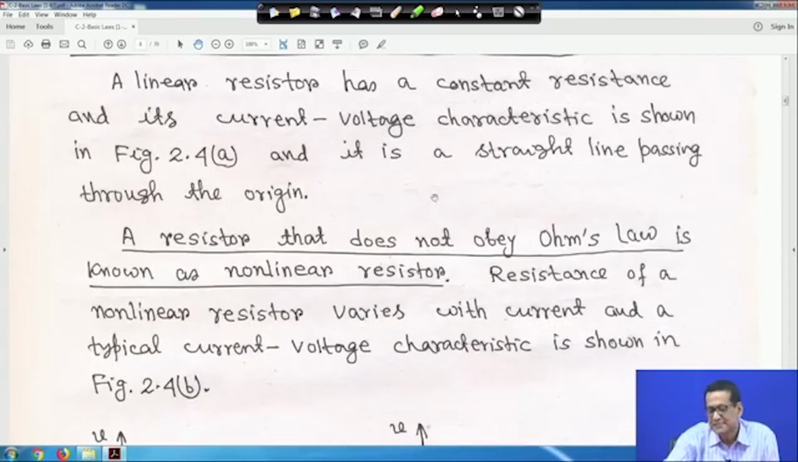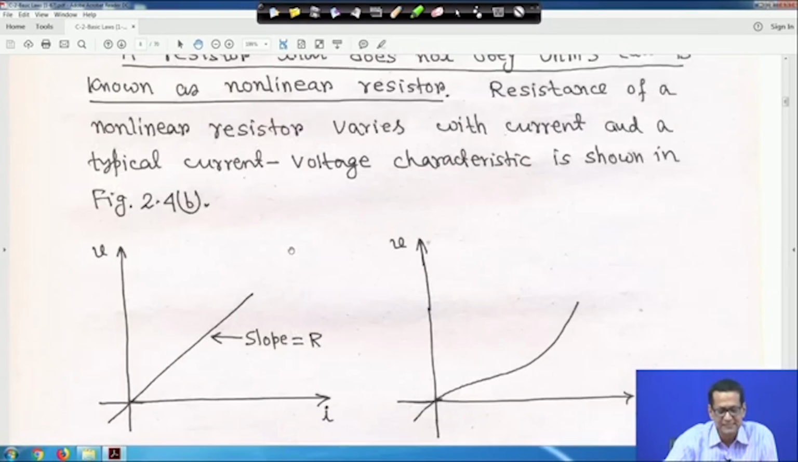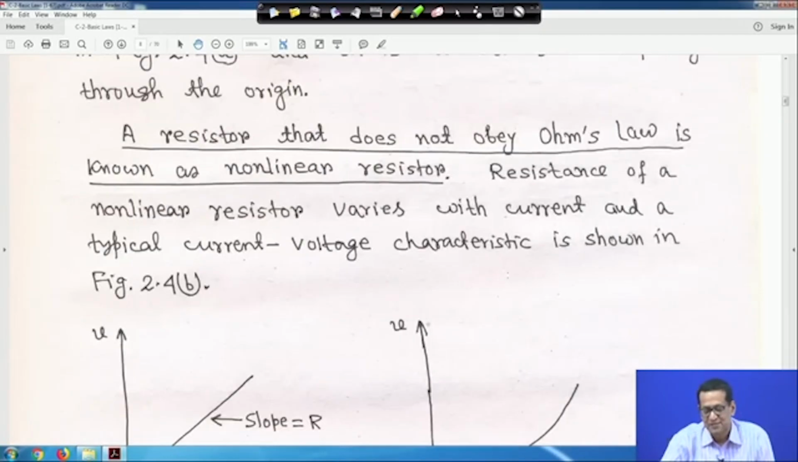A linear resistor has a constant resistance and its current-voltage characteristic is linear, right, as shown, and it is passing through the origin. If you see, this is a linear resistor characteristic; its slope is R, and it passes through the origin. So, this follows Ohm's law, right, because it is a linear characteristic. But this other characteristic of V by I is not a straight line; it is something like a curvilinear. So, a resistor that does not obey Ohm's law is known as a non-linear resistor.